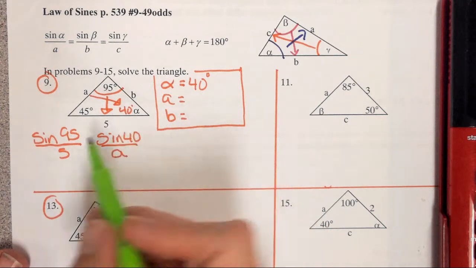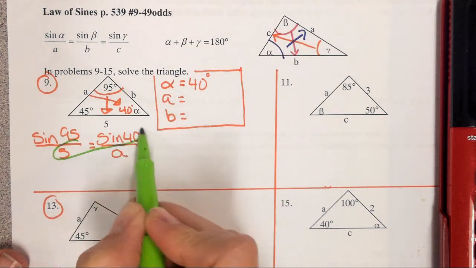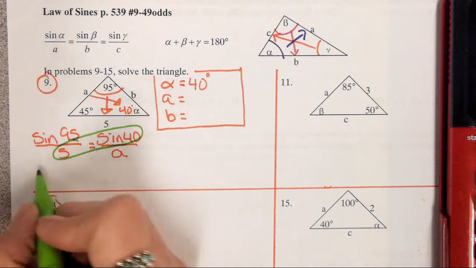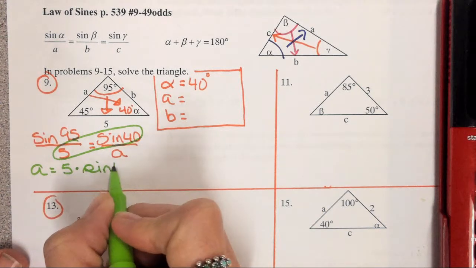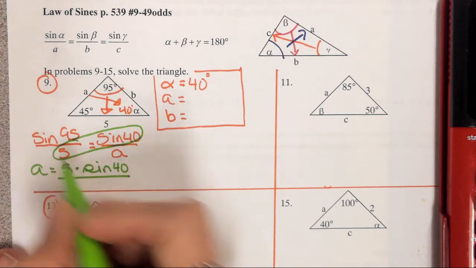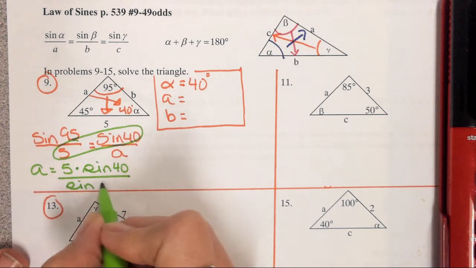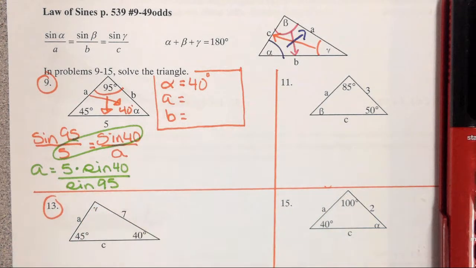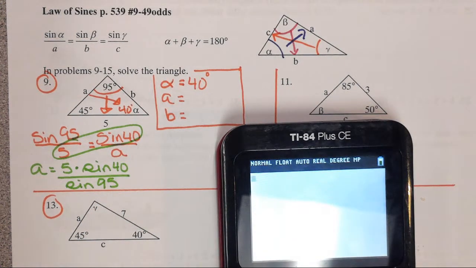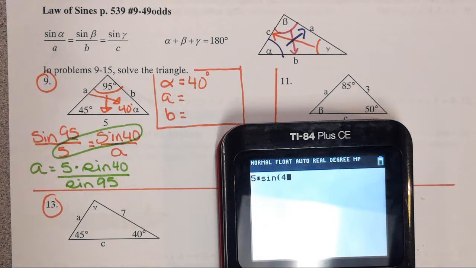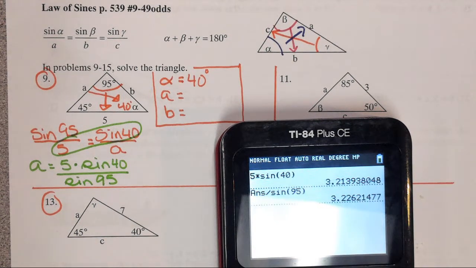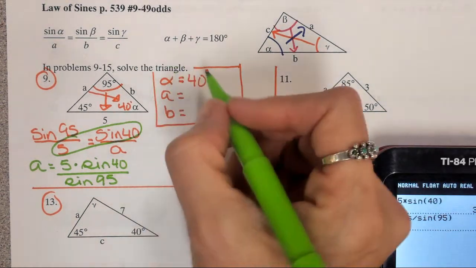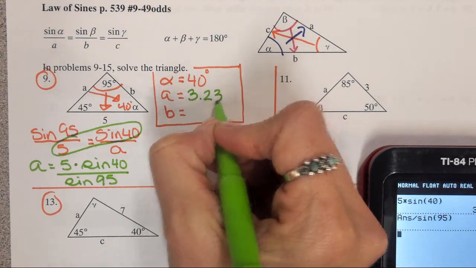We have two fractions equal. So we're going to multiply and then divide. So A is going to equal 5 times sine of 40 divided by the one I did not circle, sine of 95. I'm going to go to my calculator and type in 5 times sine of 40, hit enter, and then divide that by sine of 95. And we get 3.23. So side A is 3.23.